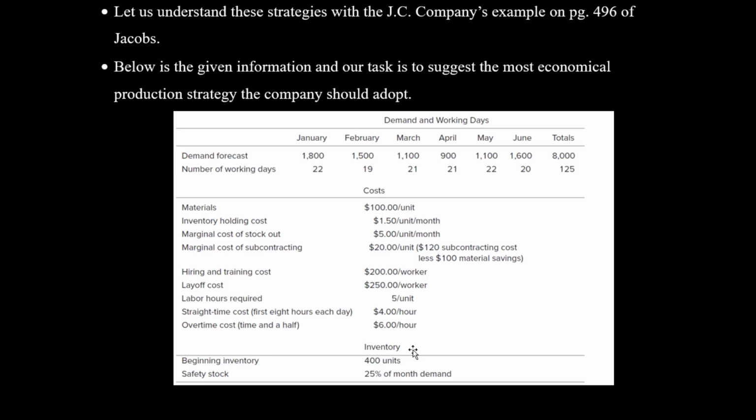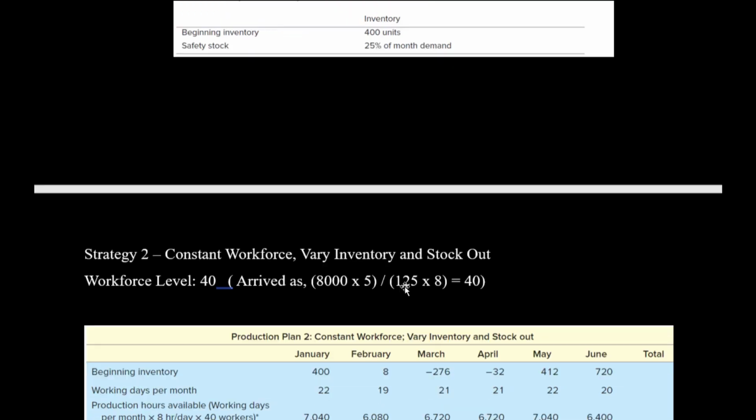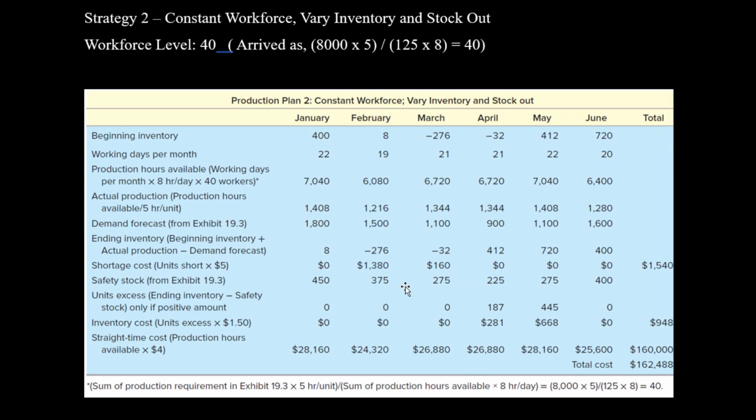So once again, this is the JC company's example on page 496 of Jacobs, and the data given is this, which we have discussed in the part 1 video. Now strategy 2 is about constant workforce and varying inventory, as well as accepting stockout situations.